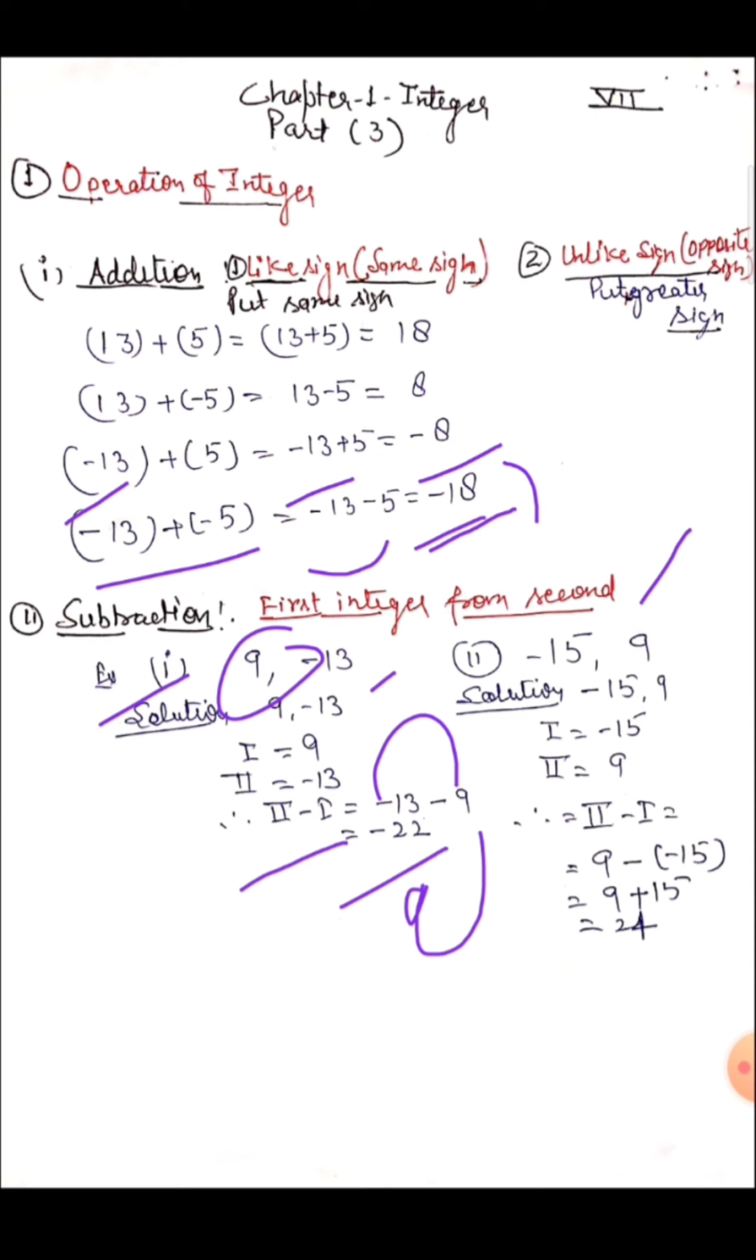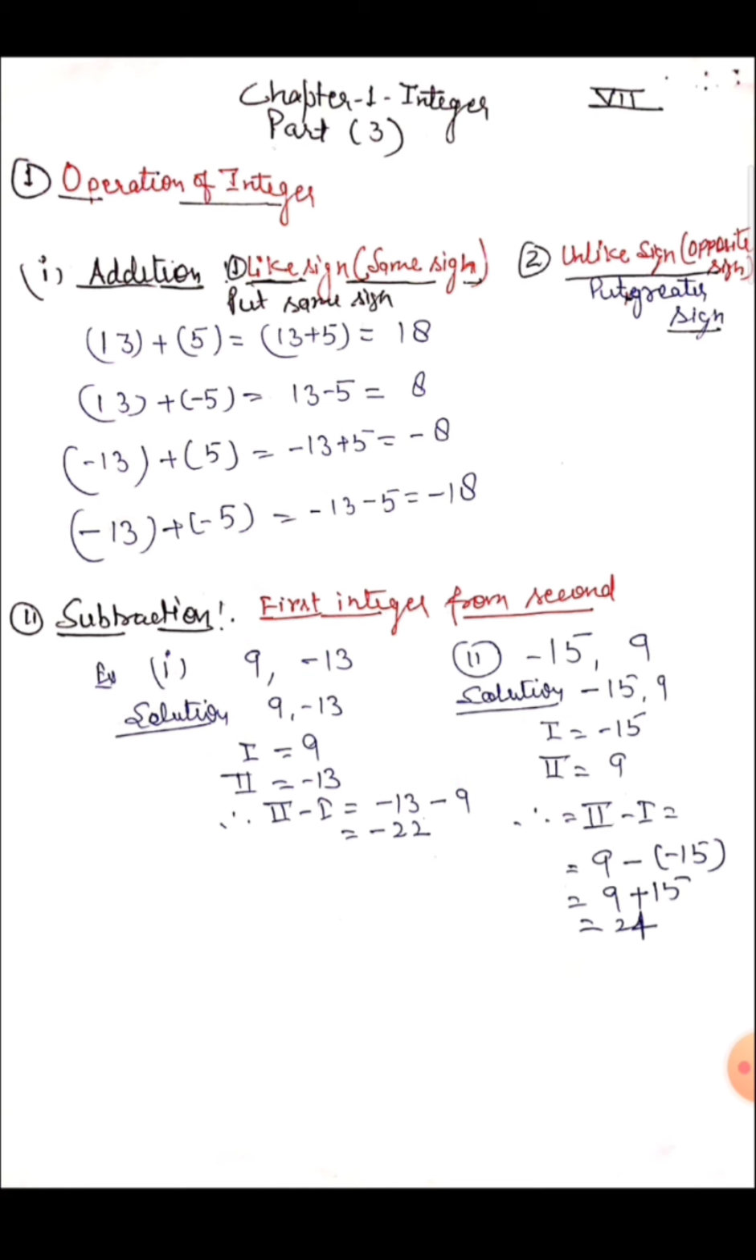In the second example, minus 15 and 9. Minus 15 is the first integer and 9 is the second integer. The question is saying subtract the first integer from the second integer, so second minus first. Which one is second? 9 is the second. Subtract means minus, so for the subtraction we use the minus sign, and minus 15 is written in a bracket. When we open the bracket, bracket means multiplication. So minus minus plus: 9 plus 15, and that is 24.